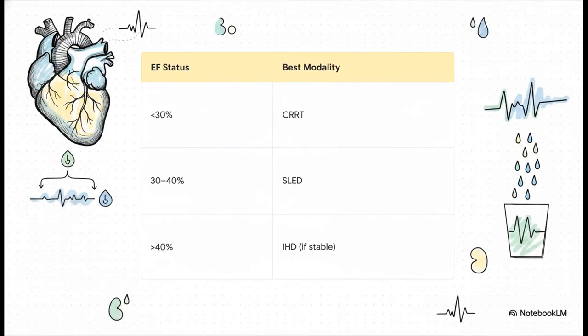And this same logic tells us exactly which type of dialysis to choose. For your most fragile hearts, we're talking an EF under 30%, CRRT is the way to go. It's continuous, slow, and gentle. For those in that gray zone, maybe 30 to 40%, SLED is a great option. It's a nice middle ground. And for your stable patients with an EF over 40%, standard intermittent hemodialysis is usually tolerated pretty well.